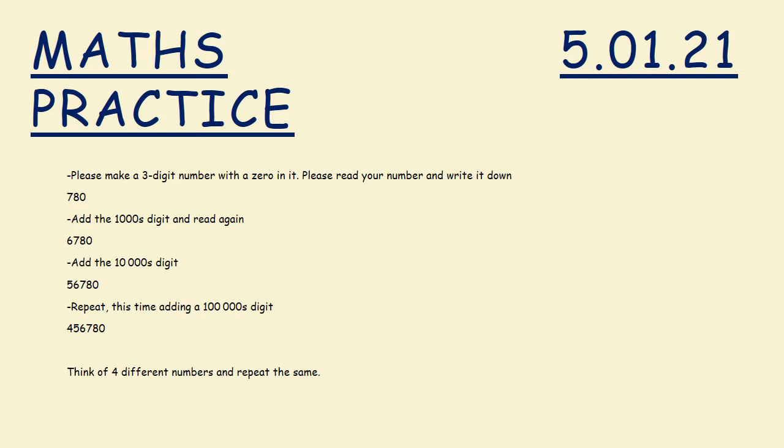My 3-digit number with zero in it will be 780. Then I'm going to add thousands to this number, so I'm going to make 6,780. Then I'm going to add 10,000, which will give me 56,780. And then I'm going to add a 100,000 digit, which will give me 456,780. Now, I would like you to have a go and think of 4 different numbers you can use. Write them in your notebook.